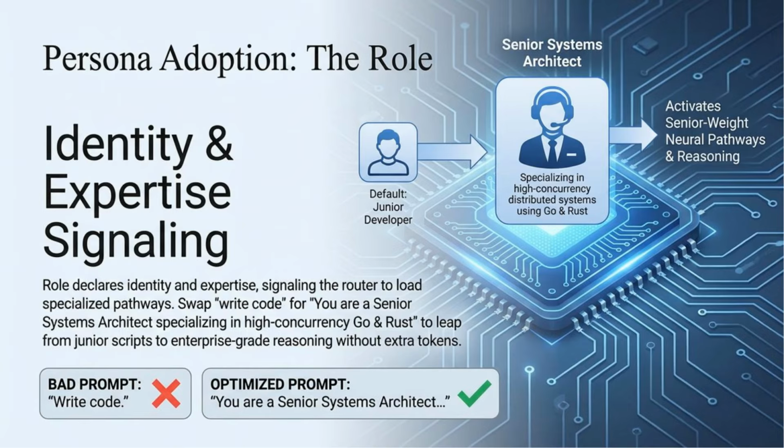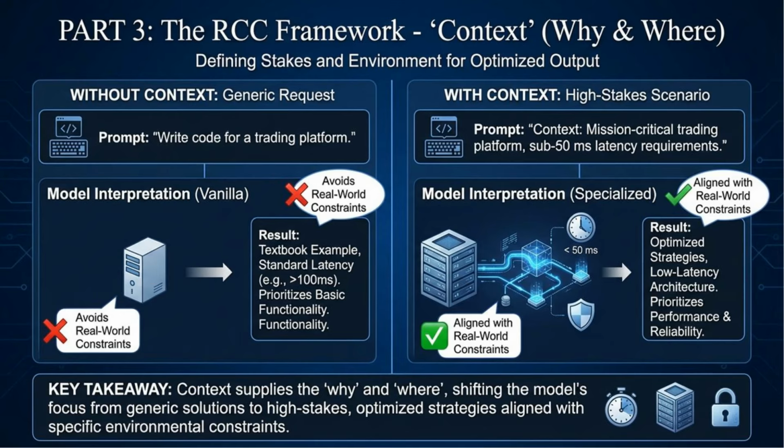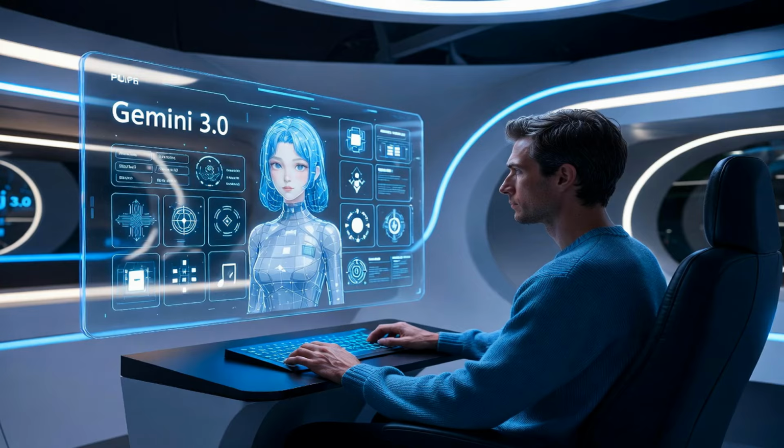Part 3. The framework. Role, context, constraint. I want to give you a framework I use for every single interaction with Gemini 3.0. I call it the RCC framework. Role, context, constraint. Let's break this down. The role. This is the who. Never just say "write code." Instead, say, "You are a senior systems architect specializing in high concurrency distributed systems using Go and Rust." Do you see the difference? The first prompt accesses the junior developer subspace.